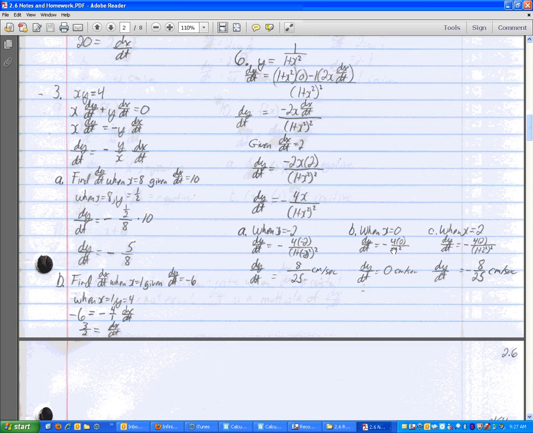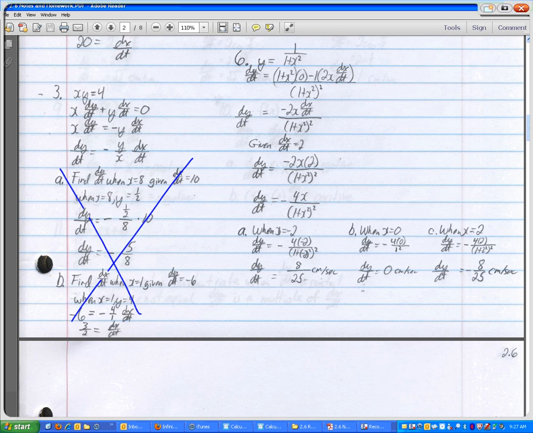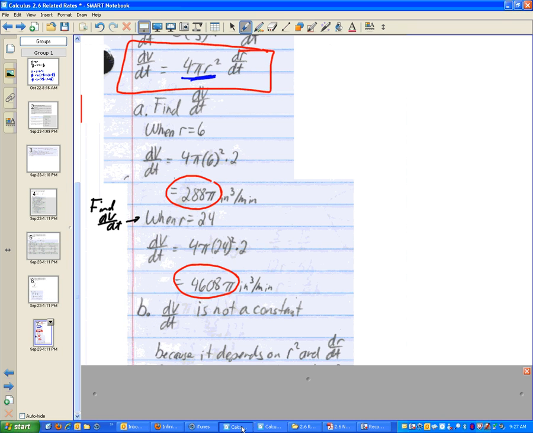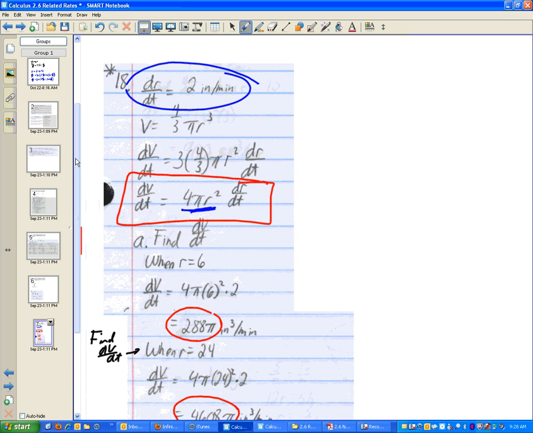All right, number 3. Let's see, the direction said, assume that x and y are both differentiable functions of t and find the required values of dy/dt and then dx/dt. So for number 3, they give us that xy equals 4. So before we worry about answering the questions, they've given us our equation. So they're starting there with where we started, or when we got to here.